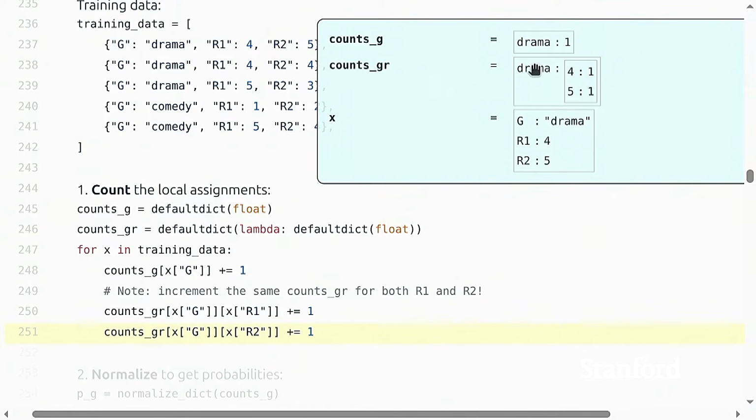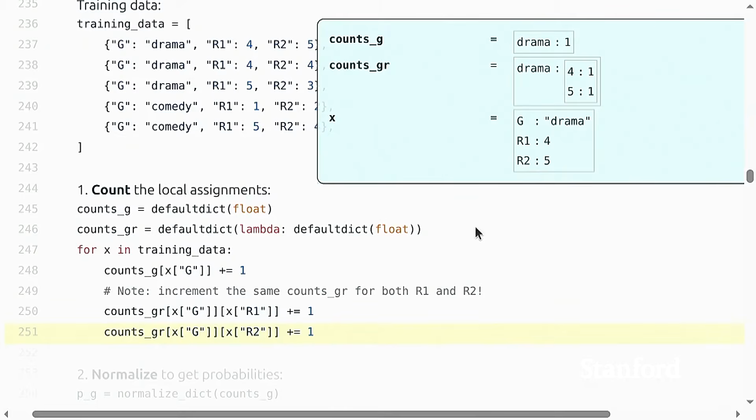Before, these ended up in completely different local conditional distributions. Now, both drama 4 and drama 5 end up in the same one. So it's almost like I have two mini examples for this given assignment here.